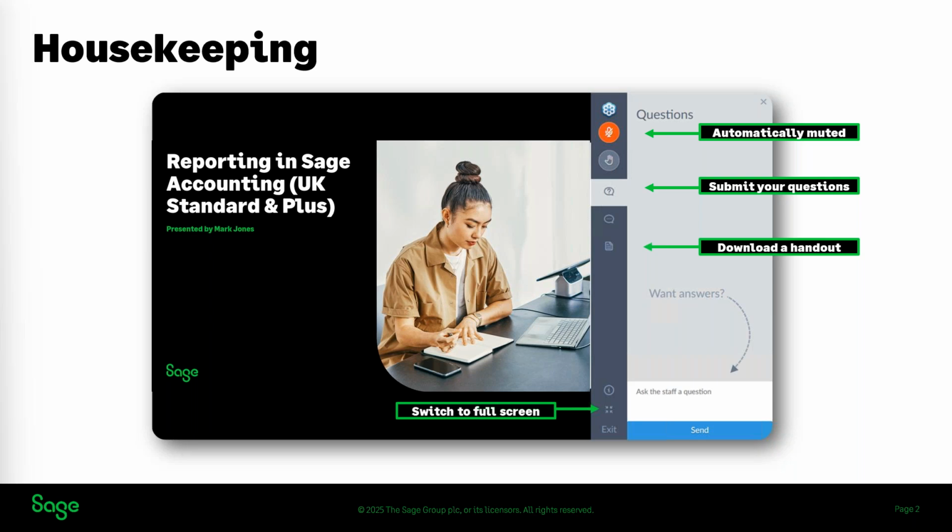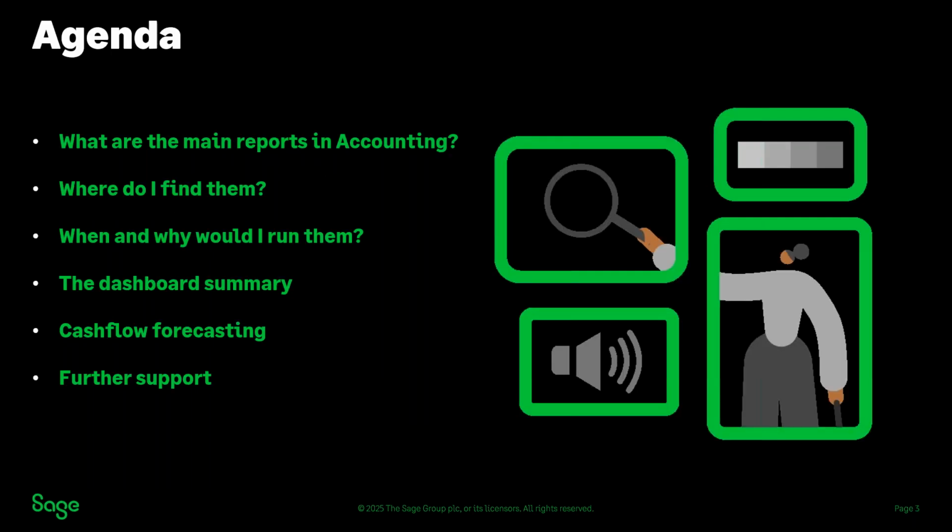So let's make a start, and we'll look at today's agenda. Today we're going to look at what the main reports in accounting are, where you find them, and where and when you would actually run them. Then the dashboard summary, cash flow forecasting, and then we'll go through any further support you might need in our Help Center.